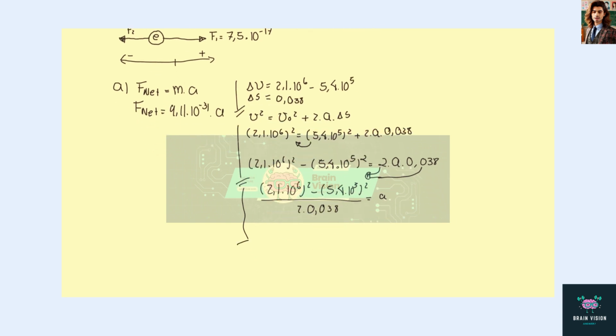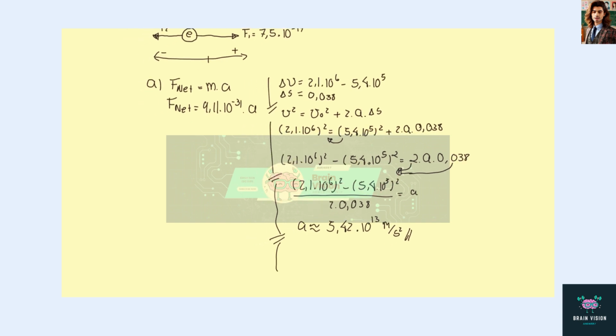Then this gives us an acceleration of approximately 5.42 times 10 to the 13 meters per second squared. So this is the acceleration. Now we can go back and calculate the net force. The net force is then equal to 9.11 times 10 to minus 31 times 5.42 times 10 to the 13. Then the net force is approximately 4.94 times 10 to minus 17 newtons. And this is the answer for the first item.